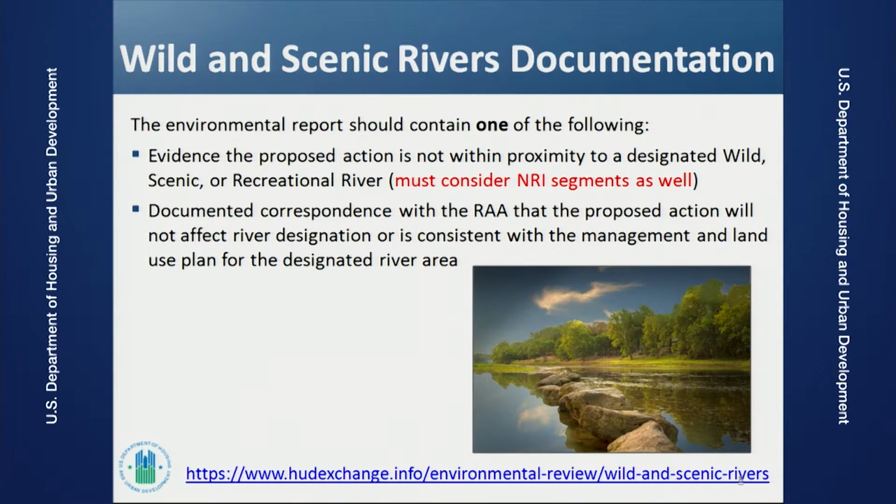Final documentation: what we're really looking for is the proximity map showing where your project is located from the nearest protected river. Again, please don't forget about the NRI river segments. And if you are going to have a potential impact, make sure that you have correspondence in your environmental report that you've discussed this project with the RAA. The HUD Exchange website is listed below, where you can find more information on wild and scenic rivers.